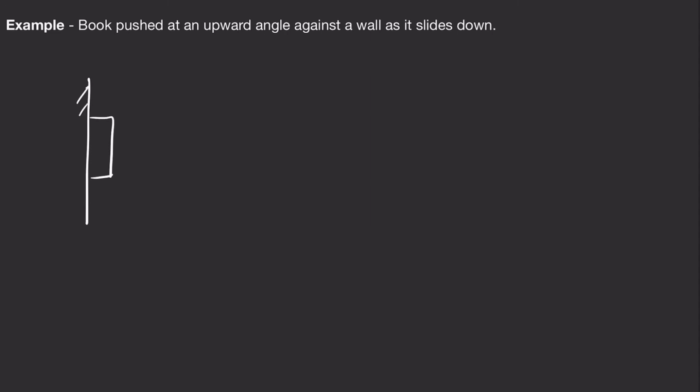Okay, another problem, we have a book that is pushed upward against a wall as it slides down. Okay, so we have things going a little bit different direction. So we have some force applied upward at an upward angle. Okay, so if we were to draw the free body diagram, we would have the weight of the book acting down as always. This time the surface is vertical and it's keeping the book from going to the left, so the normal force is to the right.